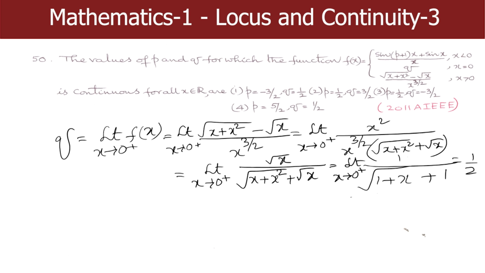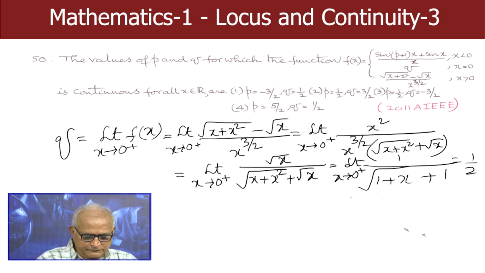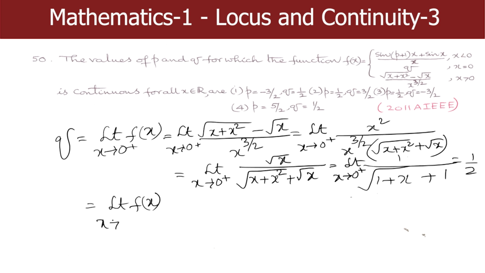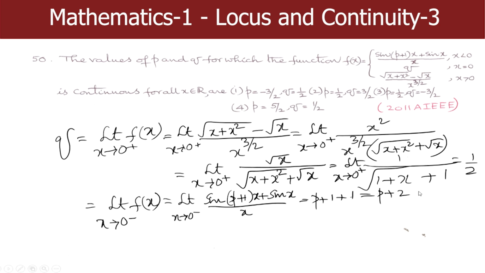Sometimes, let us see for negative x. Whenever x approaches 0 through negative values of x, this is the formula: sin((p plus 1)x) plus sin x by x as x tends to 0 minus. Well, sin((p plus 1)x) by x is p plus 1, plus 1, since sin x by x is 1, so p plus 2. So if you do only this, the first relation gives q equal to p plus 2.